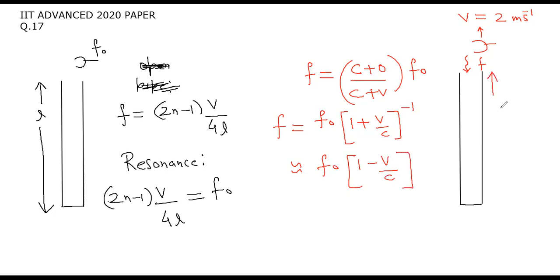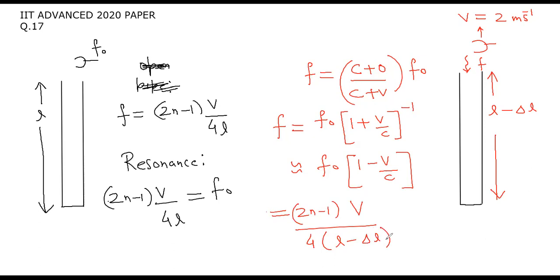Now the frequency of the sound coming from the tuning fork has apparently decreased. The length of the pipe will also change by some amount, and let the new length be L minus delta L. So the new frequency of oscillations in the pipe will be (2n minus 1) V upon 4 (L minus delta L).